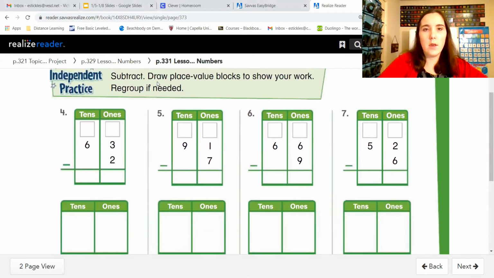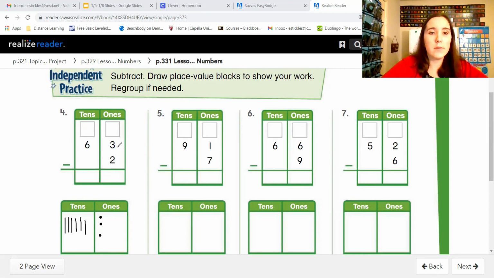So I'm going to come down here and grab my pen. Okay. So we have 6 tens. So I'm going to draw 6 tens in my box down here. 1, 2, 3, 4, 5, 6. And then there are 3 ones in 63. So 1, 2, 3. And now let's see if we can do our subtraction problem without regrouping.